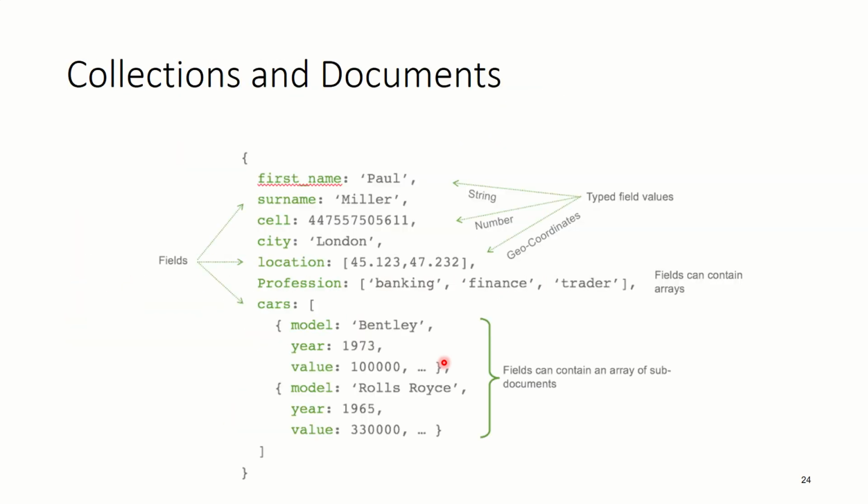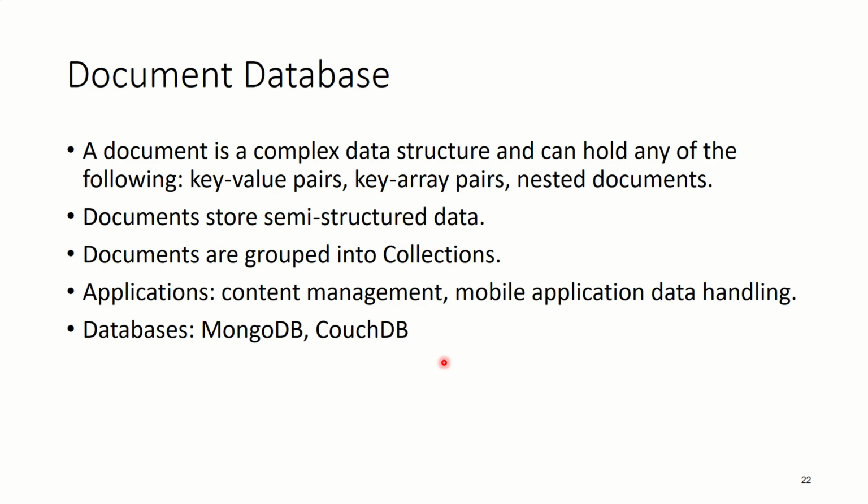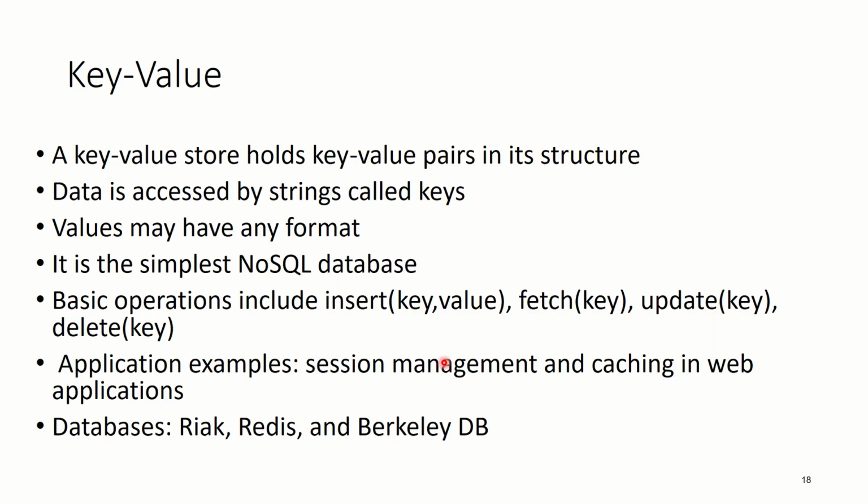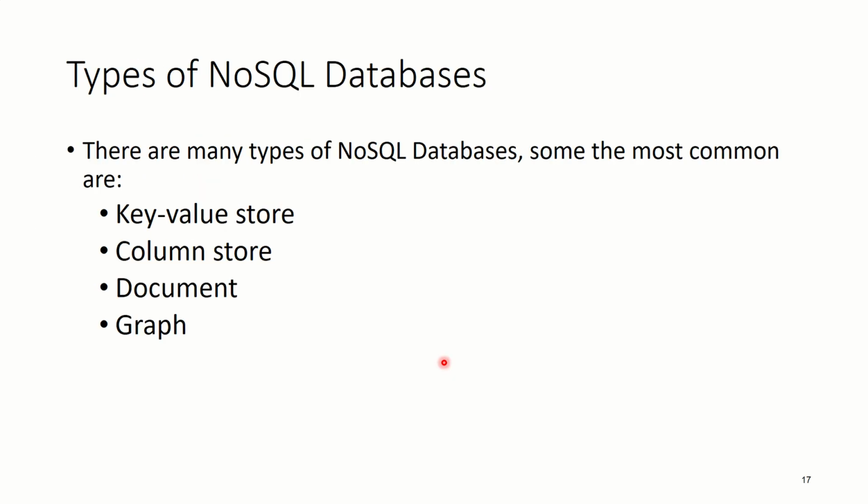So we have just seen what is meant by NoSQL databases, and we have seen the different types of NoSQL databases available here, and also what is an ACID property and BASE property, which we see in NoSQL databases, right? So that's all about it.